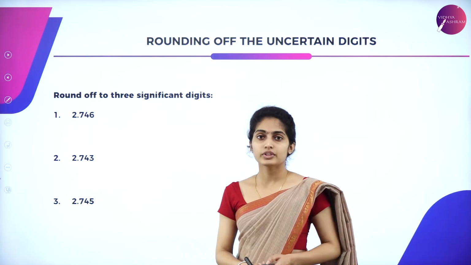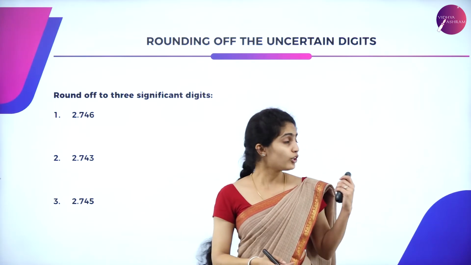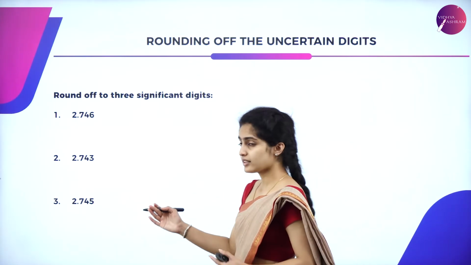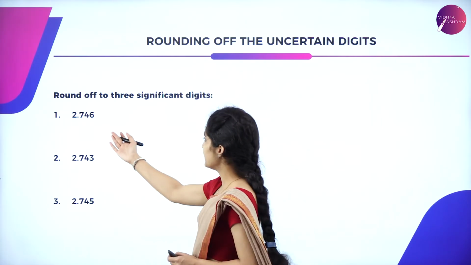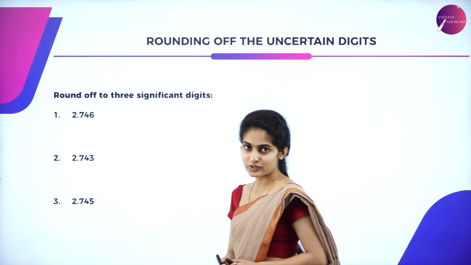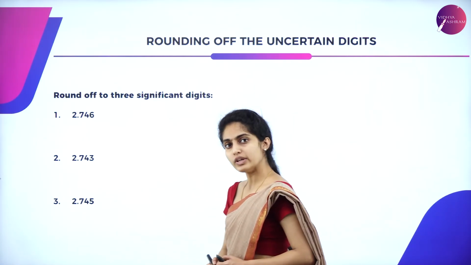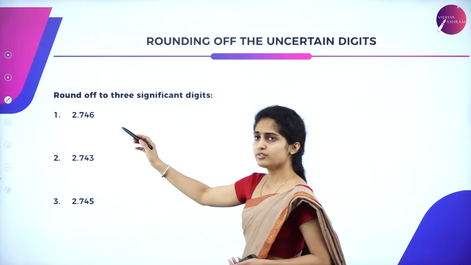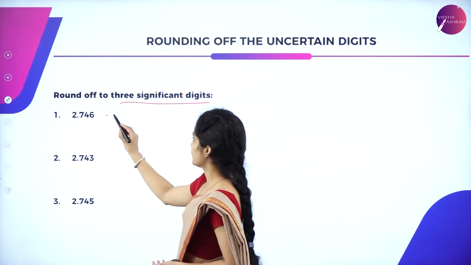Now let us go to the rounding up of the significant figures. So in order to round up the significant figures, what are you supposed to do? You have got certain set of rules and regulations. So let us round off these by using rules and regulations, that is 2.746. They have asked you to round up, that is approximate, to 3 significant digits. So how does it go?